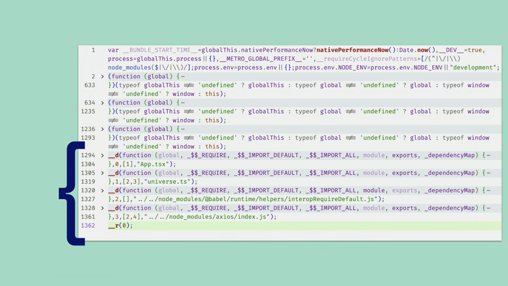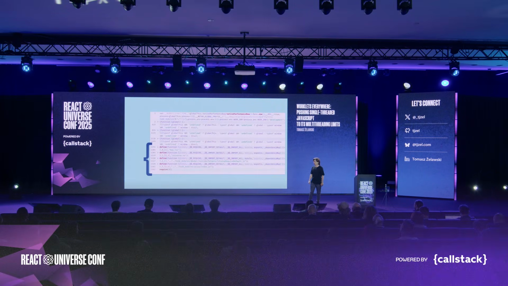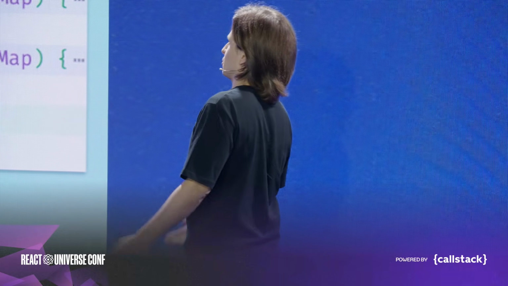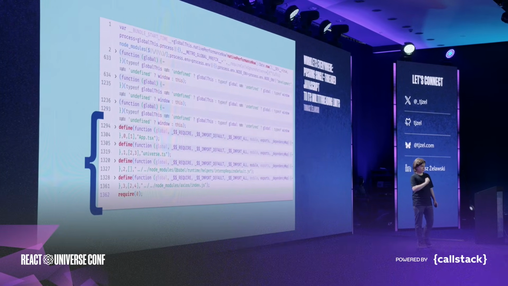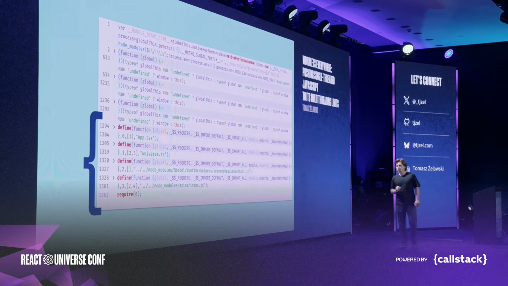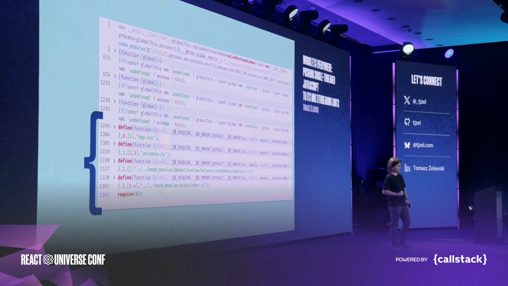Confusingly looking functions? Well, it turns out that __d stands for define, which defines a module in a lazy fashion, and __r is require, which executes the module's code. It's basically just require as you would use in Node, but this is React Native and Metro. And what is important for us is that these are global functions.